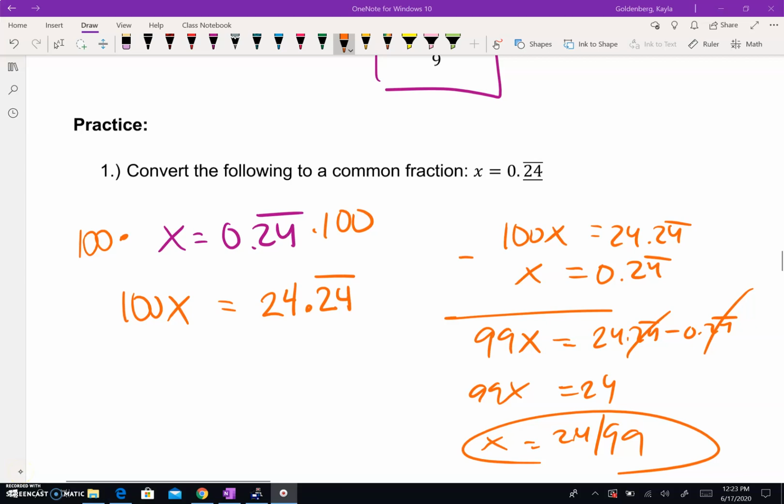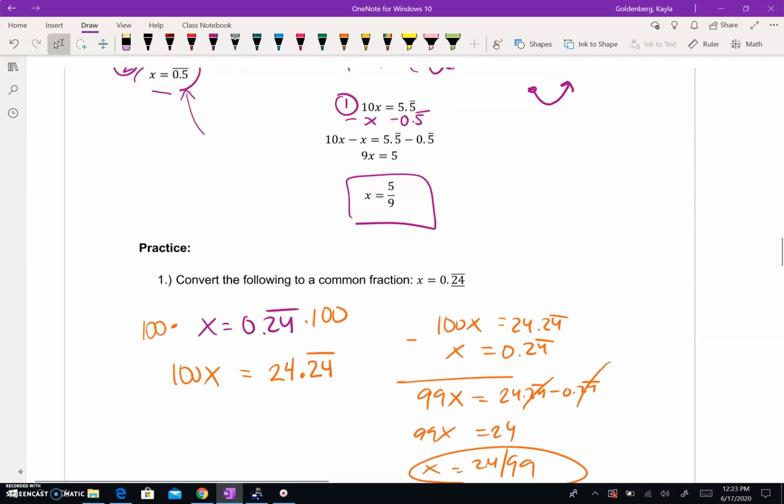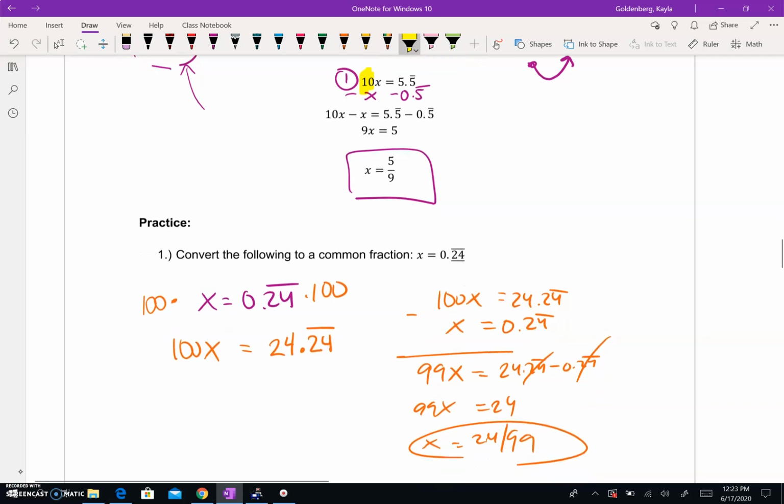You'll notice that this one's a little bit different from the previous problem in that the last problem we did times 10. Notice the reason we did times 10 was to get something on the other side of the equal sign, and we still had the 0.5 repeating. This one we wanted to do times 100 because if I do 100 times 0.24, it moves over 2 decimal places, and I have the 24.24 repeating.